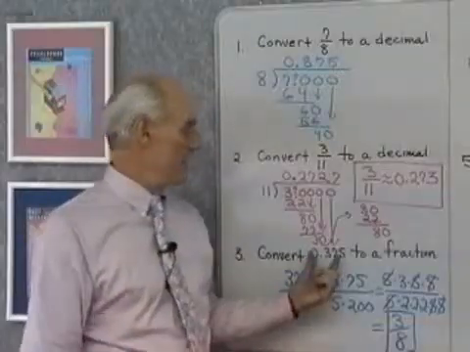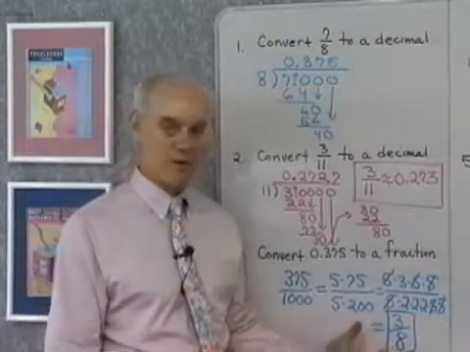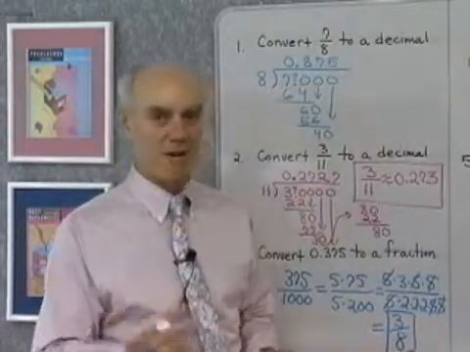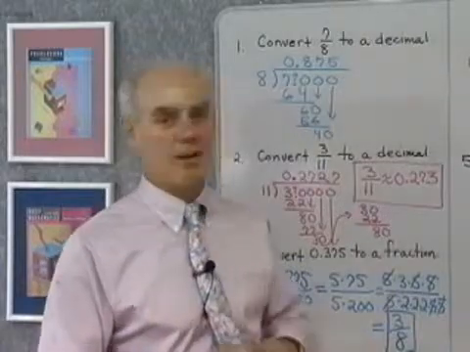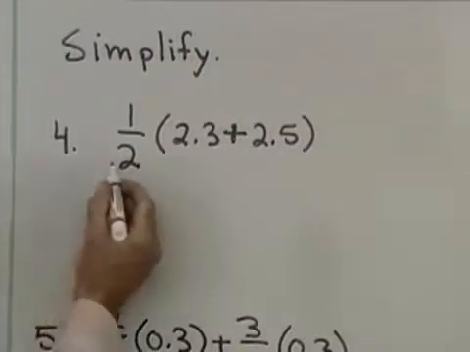So converting a decimal into a fraction is really a pretty easy process. The only hard part of this problem, if there is a hard part to it, is simply reducing that fraction to lowest terms. Here's a problem now that involves both fractions and decimals. I want to multiply 1/2 times the sum of 2.3 and 2.5. So I have a lot of options right here.